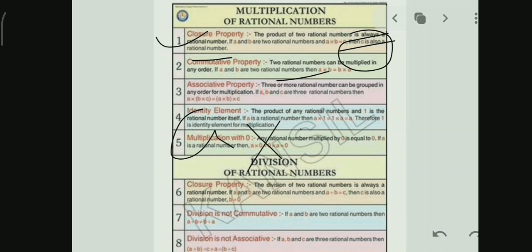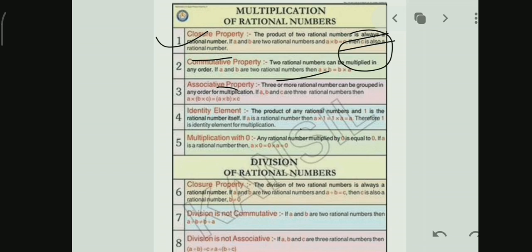Correct? So that is what we call the commutative property. Then we see the associative property. What is the associative property? If there are three or more rational numbers, they can be grouped in any order. You can multiply any two numbers with each other, solve the problems, and you will get the same answer every time, correct? Every time you will get the same answer, and that we call the associative property.